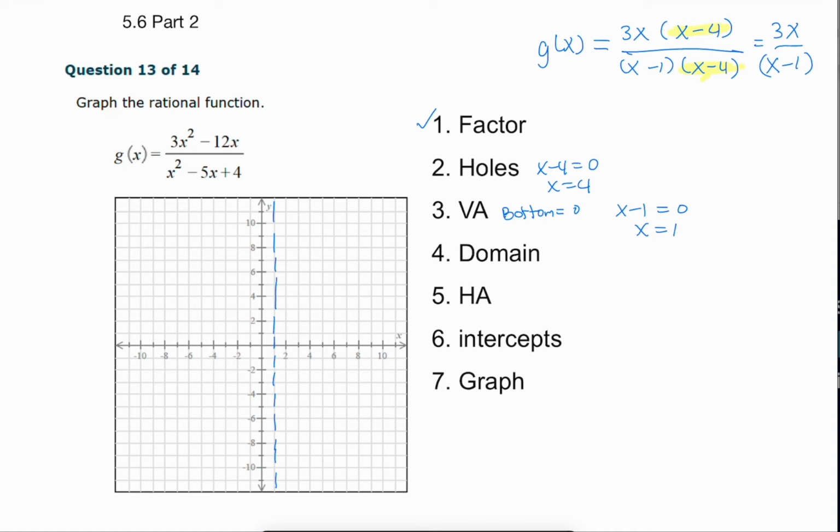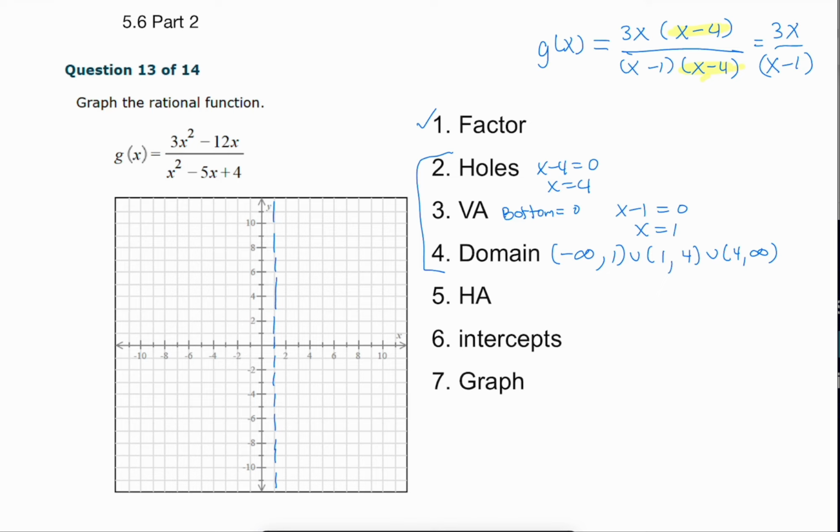Okay, so now for the domain, we need to skip any of the zeros of the denominator, which will be the holes and the vertical asymptotes. So these 3 things go together. Think about on the number line, the first thing we're going to get to, going from left to right, is a vertical asymptote at 1, so we're going to skip that. The next thing we're going to get to is a hole at 4. We don't want to fall into the hole, so we're going to keep on going.